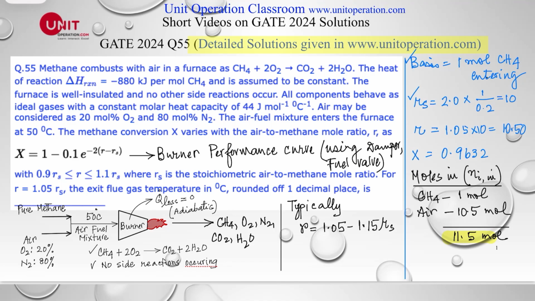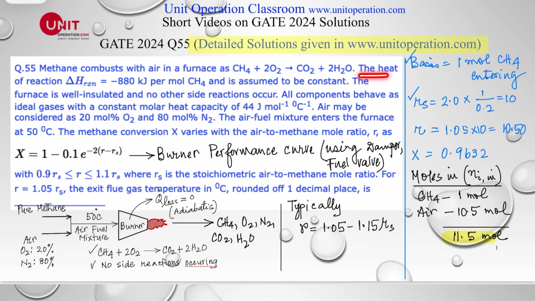GATE 2024, question 55. Methane combusts with air in a furnace with this reaction. So let's say this is my furnace and there is a burner here. In fact, there are several burners. I'll show in the actual process application later on.